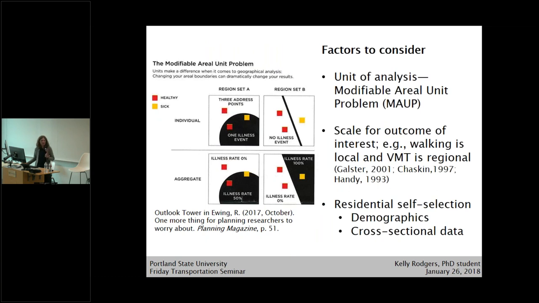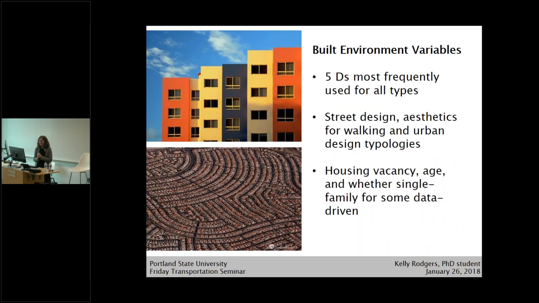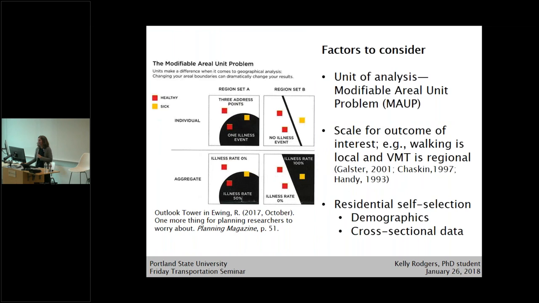There are a few different factors that I looked at in my review. There's the unit of analysis, and the modifiable areal unit problem, where depending on where you set the boundary, you might get different results. This is an illustration from Planning Magazine in October showing how, depending on how you draw the lines, you can get really different results in your study. This comes up a lot: are you looking at census tracts, census blocks, or parcel level with a buffer? These are all different areas and methods that were used in the studies I was looking at. There's also a more general issue of scale.